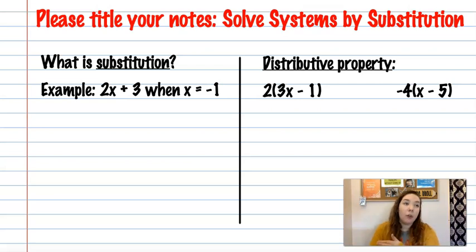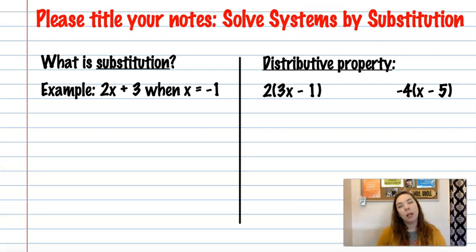Each method has its strengths depending on the type of problem. So graphing is really strong when you already have the y isolated on one side. You don't have to rearrange anything. But at the point where you're going to have to rearrange your equations to graph them, sometimes substitution and elimination are more worth your time or easier to use.